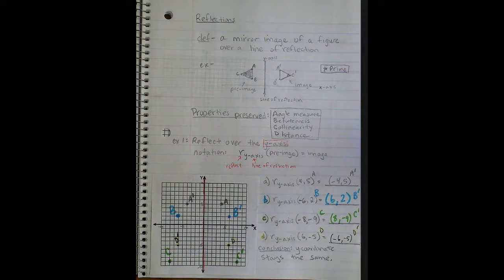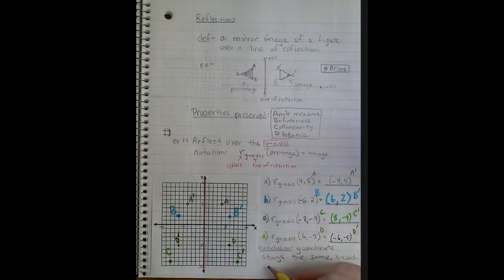And our x coordinate is almost the same, +4 to -4, -6 to +6. So you wouldn't want to say that the x coordinate becomes negative because, for example, in parts B and C, it actually becomes positive. So we're going to summarize this by saying x coordinate, you could say changes sign or becomes opposite sign.